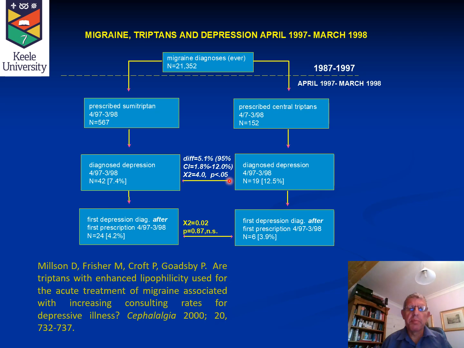However, I then separated them into people who'd had their first depression diagnosed after their first prescription in both groups, and now you can see the depression rates are very similar, 4.2% versus 3.9%. So from this we concluded that in fact there was no effect of the triptans on depression. So you can see how by doing different things within the CPRD you can come up with different conclusions.